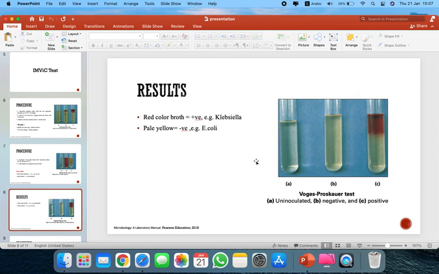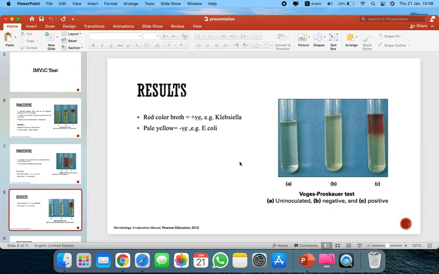And the last one is the Voges-Proskauer test. The principle of this test is used to detect the microorganisms that ferment glucose via a specific pathway, and the product will be acetoin as an intermediate, which can be further reduced into 2,3-butanediol.